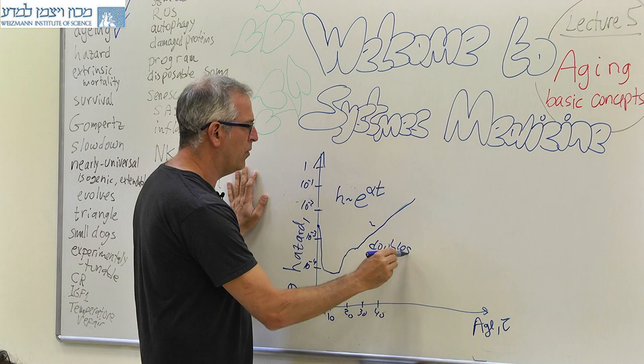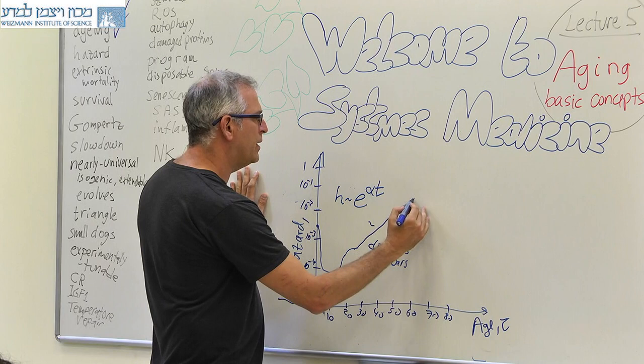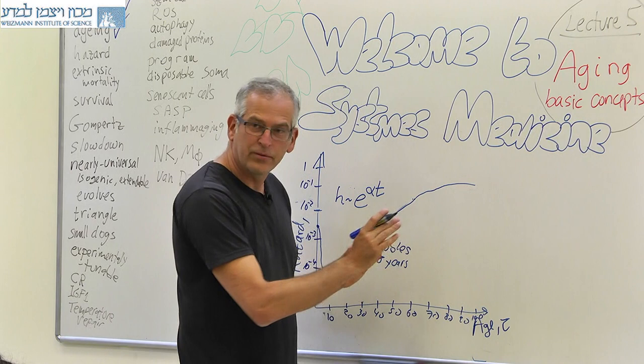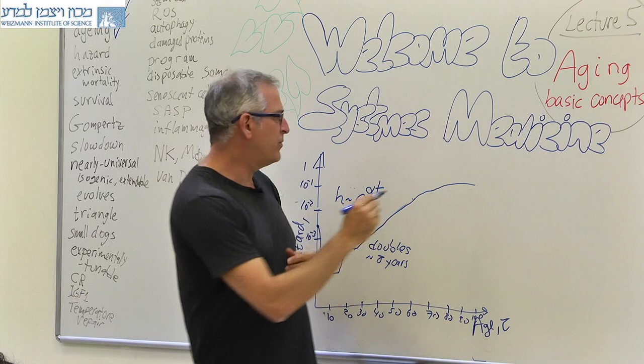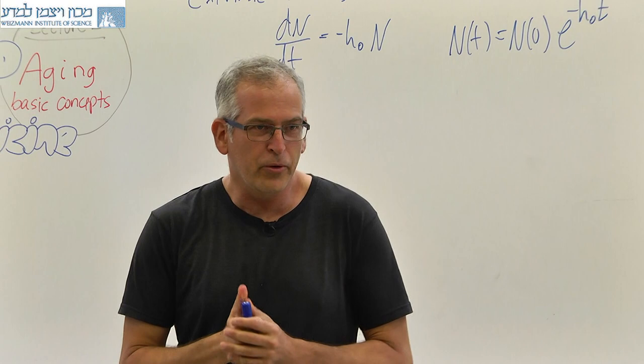50, 60, 70, 80. And then around 80, it saturates. Not saturates, it slows. The risk of dying slows. And above 100, it's not clear because there's not a lot of data. But there are some indications that it kind of plateaus at 50% per year. Therefore, you know what you can say to a person who's 120 on their birthday. Have a nice day.